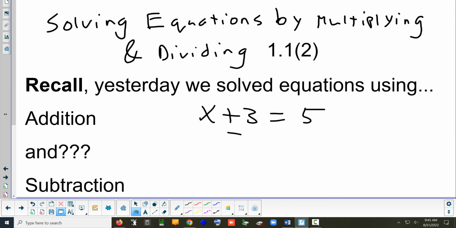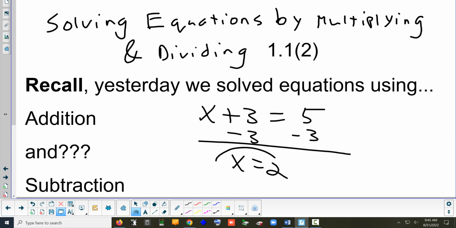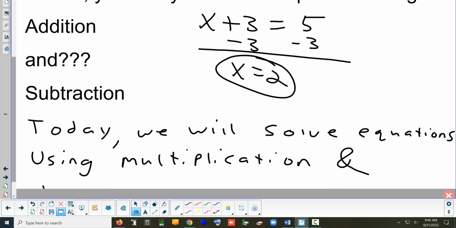Minus 3. So one thing I noticed on the homework, some people aren't showing that step of minusing on both sides. Just make sure you show me what you did. Otherwise, if you just put x equals 2, I don't know how you got that. So just make sure you show me that one step. Okay. So, addition and subtraction.